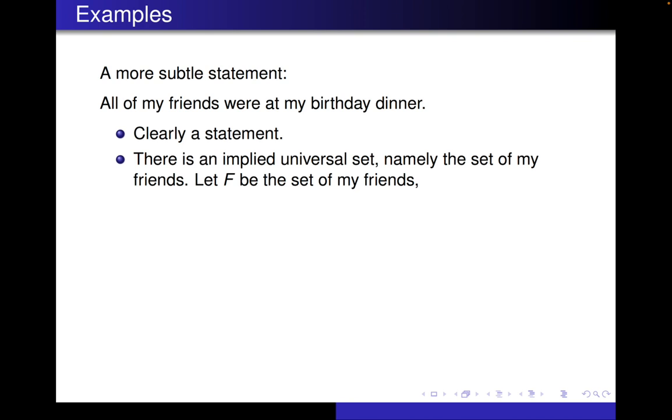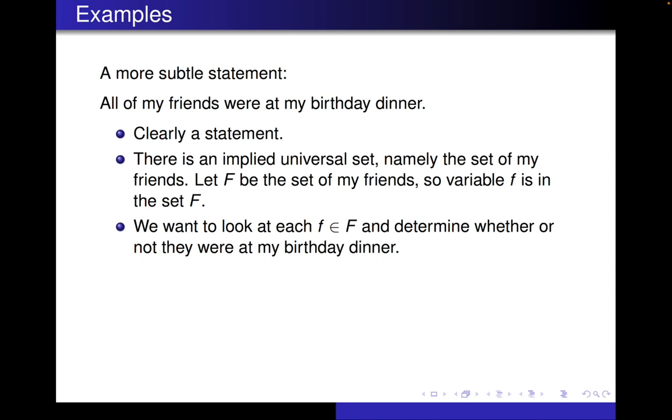So the universal set is the set of my friends. So I'm going to let F be the set of my friends. That's my universal set. And so I'm going to let the variable little f be in the set F. So little f is one of my friends, right? And the big F is the set of all my friends. So what we would want to do is look at each little f in big F and determine whether or not they were at my birthday dinner. That's going to help me figure out whether or not that's a true statement or a false statement.